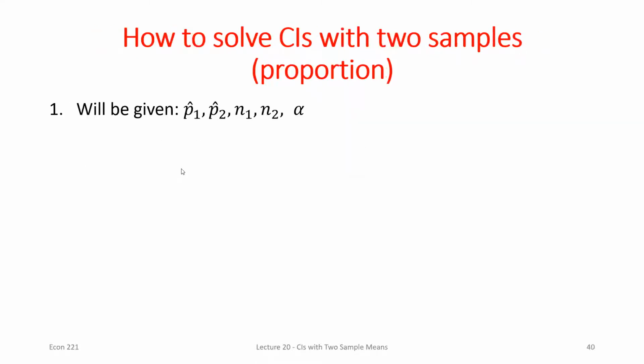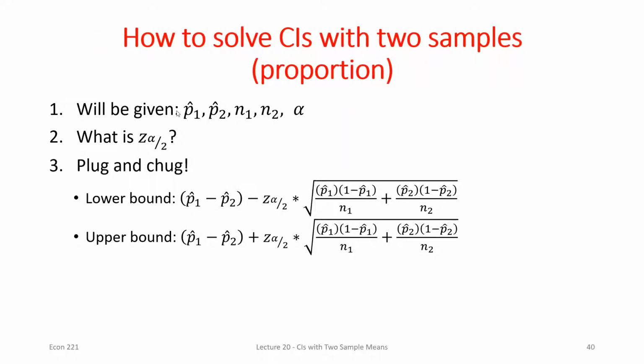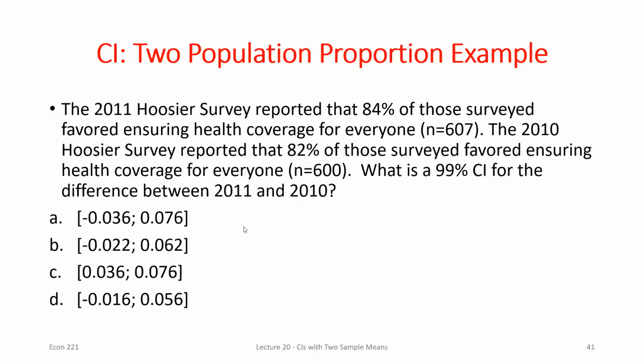So if we're working through an example, here's all the steps: identify what you're given, find that z value, and then it's just a matter of plugging and chugging, right? So let's say I have an example like this. Surveys for 2011 and 2010 ask whether or not people favored ensuring healthcare coverage for everyone. We have pretty large samples in both years, 600 and 607, and our two sample proportions, 0.84 in 2011, 0.82 in 2010. What would the 99% confidence interval be between 2011 and 2010?